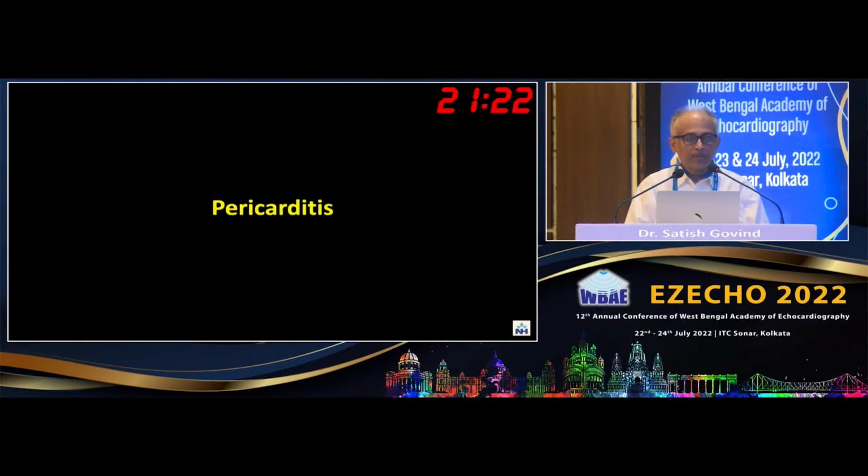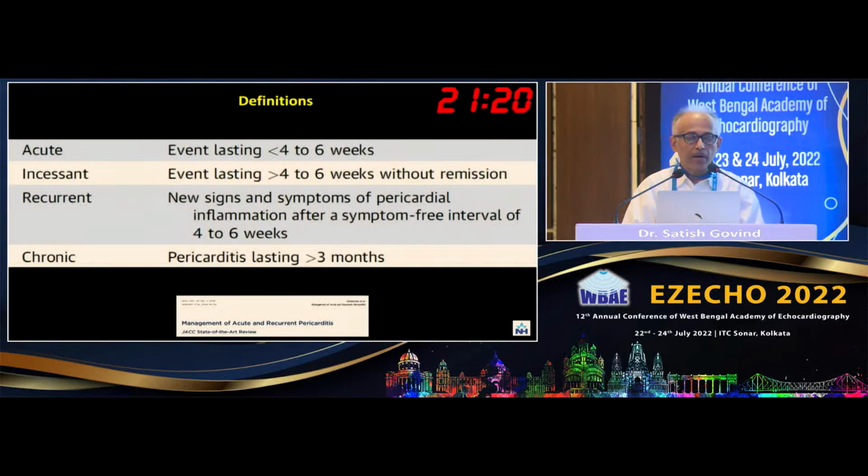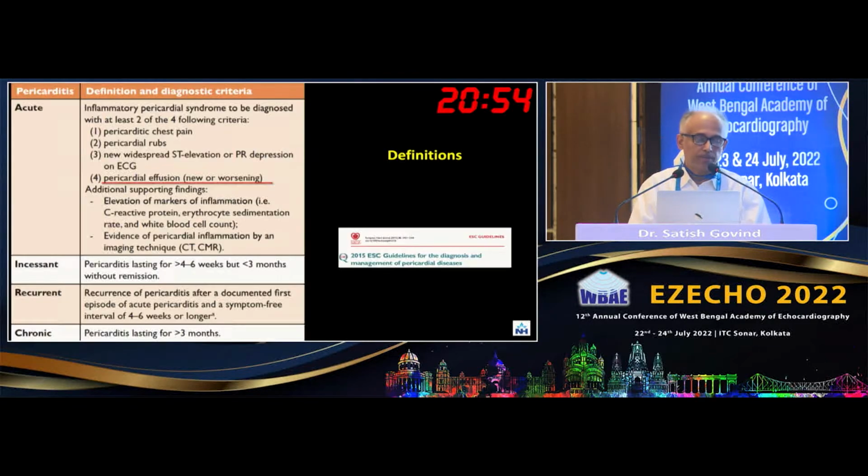Now let's take the first pathology. So you have the pericarditis, so this is the definition. The acute ones are where the duration is less than 4 to 6 weeks, and then you have the incessant, that is without remission, and this is lasting for more than 4 to 6 weeks. And then you have the recurrent, so they have a symptom-free interval, and then new signs and symptoms arrive after that. And then the chronic, which lasts for more than 3 months. So these are the various types of pericarditis.